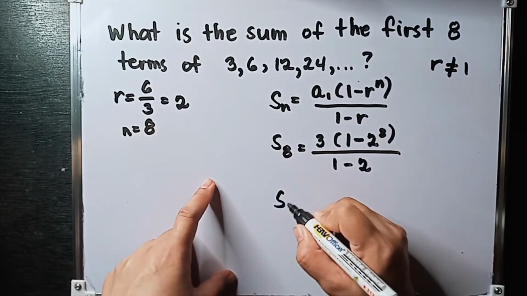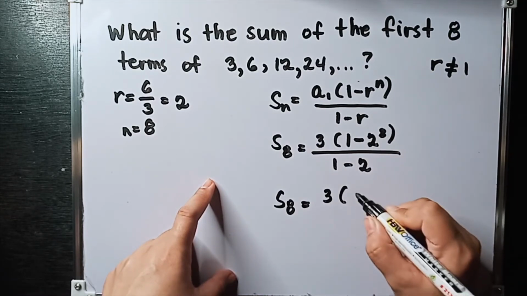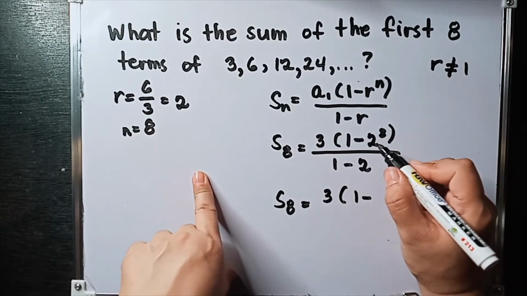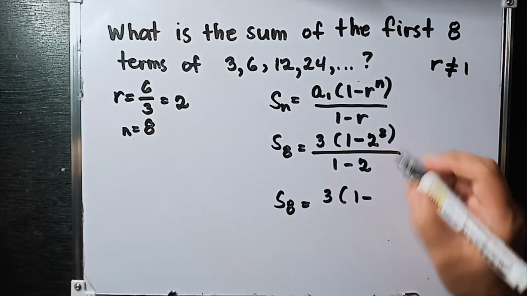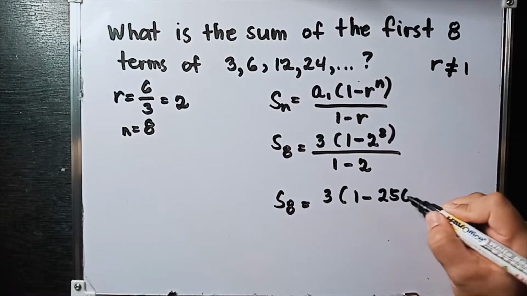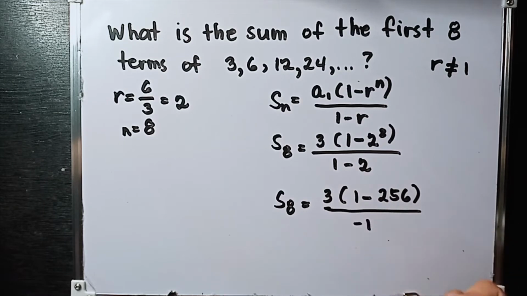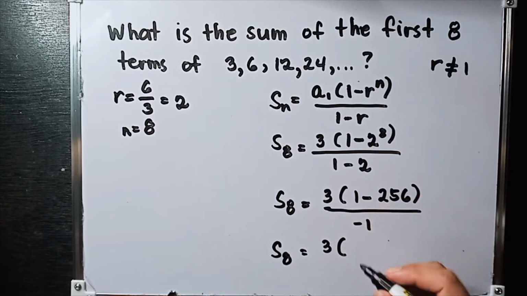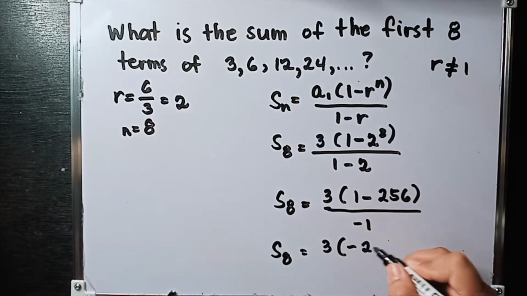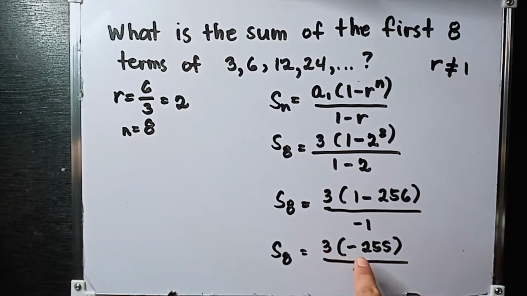So what is the sum of the first 8 terms? To simplify this, we have 3 times 1 minus 2 raised to 8. What is the value of 2 raised to 8? 2 raised to 8 is 256, divided by 1 minus 2, which is negative 1. Simplify then, we have 3 times 1 minus 256, which is negative 255, divided by negative 1. So we have 3 times negative 255.